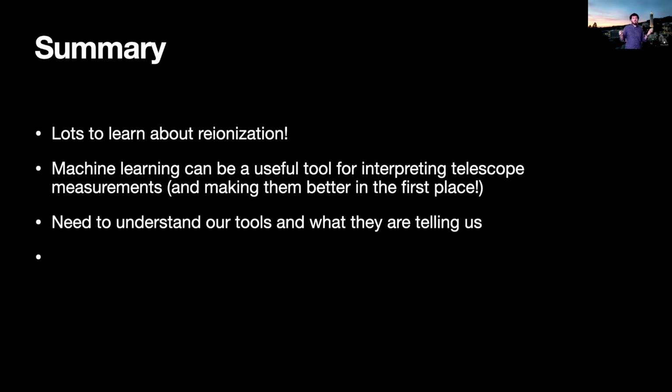So just a quick summary: there's lots to learn about reionization. Machine learning can be a very useful tool for interpreting measurements that we get from instruments like HERA. And something always to keep in the back of our minds, I don't want to be all rosy and positive: we do need to understand what tools like machine learning are telling us, and they should be used to complement existing forms of analysis rather than replace them. We want to make sure that we're understanding the science we're doing, and that we're confident in the results that we get.